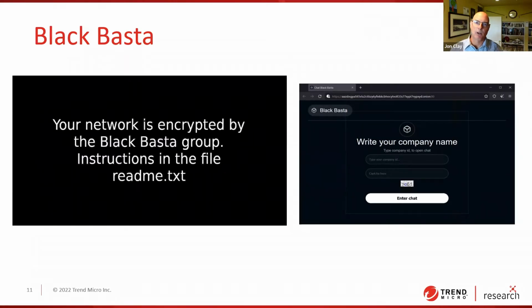And a lot of times they want to negotiate only with certain people inside the organization. So they'll give you an ID number that allows them to know who they're talking to. It also gives them the ability to focus who they're talking to in the organization so that they don't have multiple conversations going on inside that business. And so you can enter that information and then enter the chat, and then you can start negotiating with them. So Black Basta is another one.